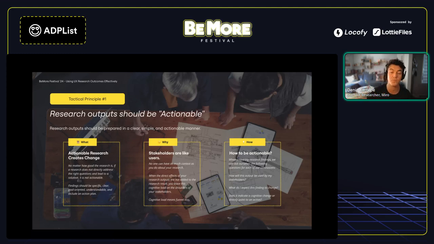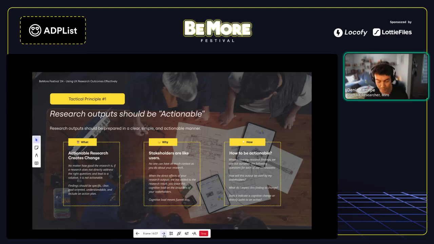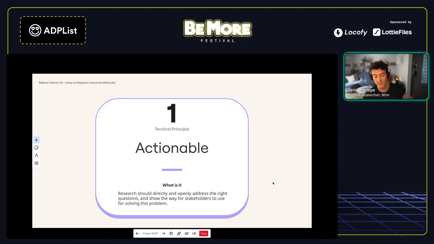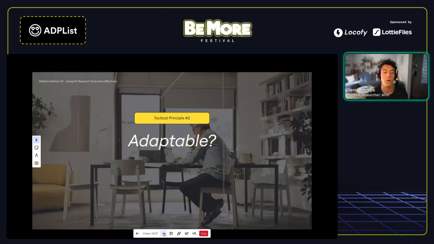What do I expect this finding to change? Does it indicate a cognitive change or directly point to an action? Once we start asking these questions, it is kind of like making a product evaluation, right? And we can either combine findings or evolve a finding into being more actionable. This is a great heuristic to keep in mind when thinking about actionability. So that is our tactical principle number one.